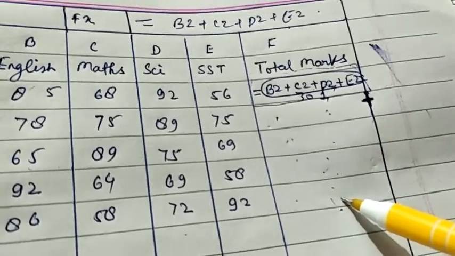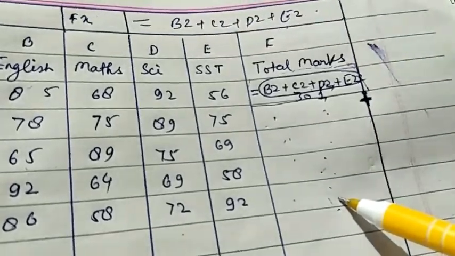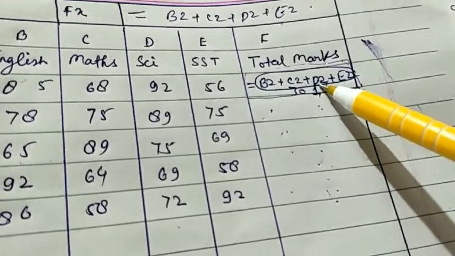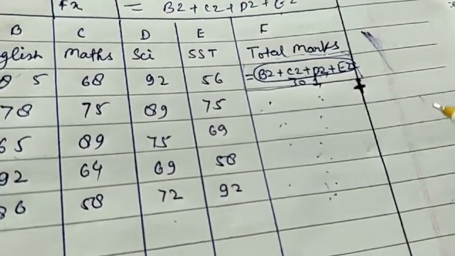That is the example of relative reference. There is no need to write the same formula every time. When you drag it, this one will be copied in other cells automatically.